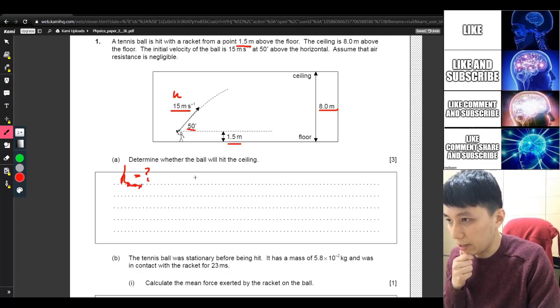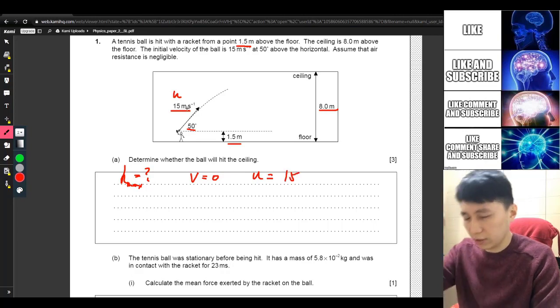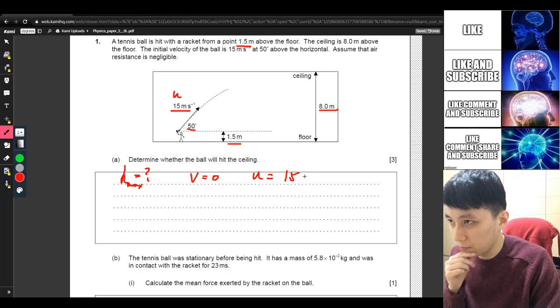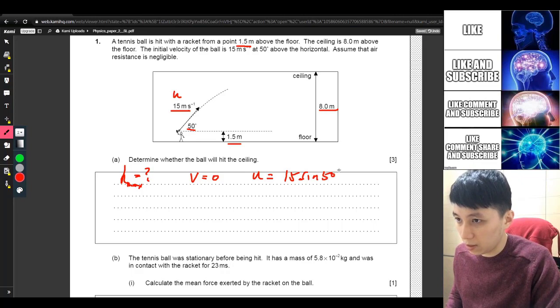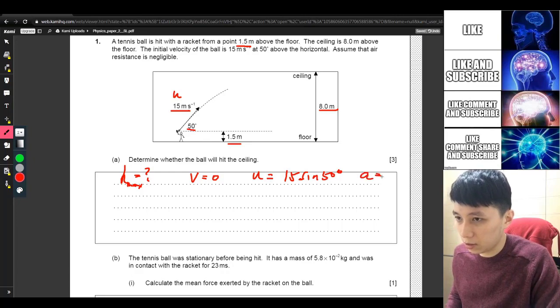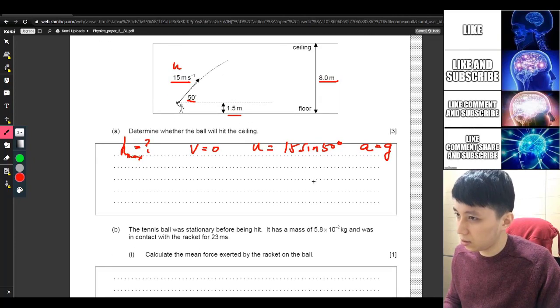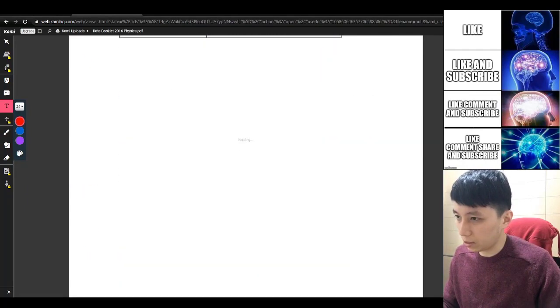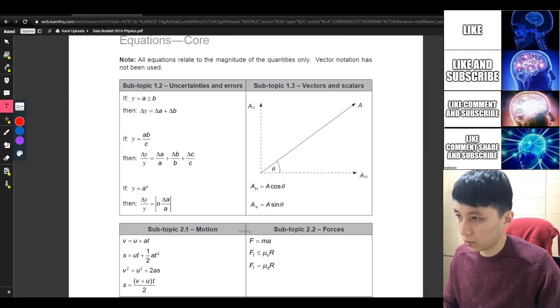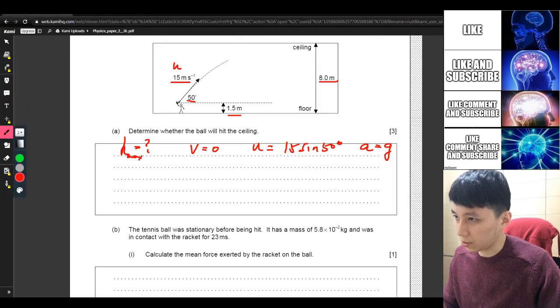You have to find the maximum height when v equals 0, u equals 15, and we're considering, of course, the vertical movement. So 15 sine 50 for initial velocity. Acceleration would simply be g, which is 9.81 in IB. If you don't remember the kinematics equation, you can check the data booklet in chapter 2, and that should be v squared equals u squared plus 2as.